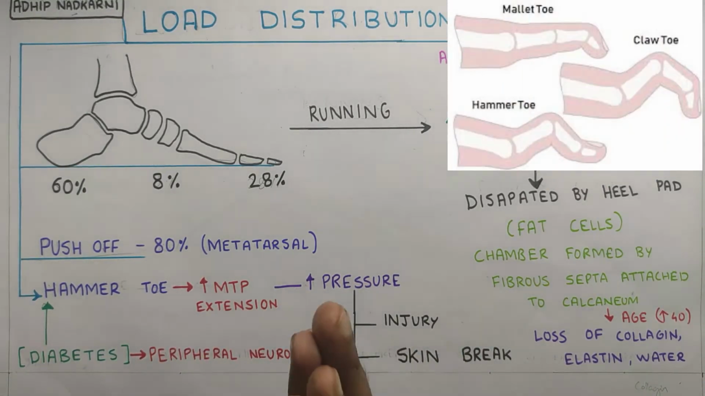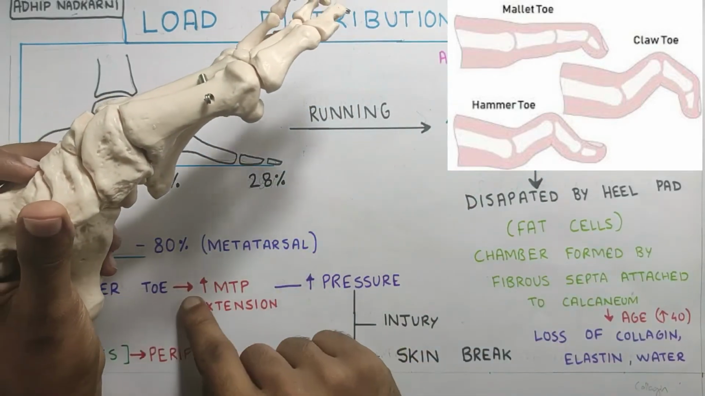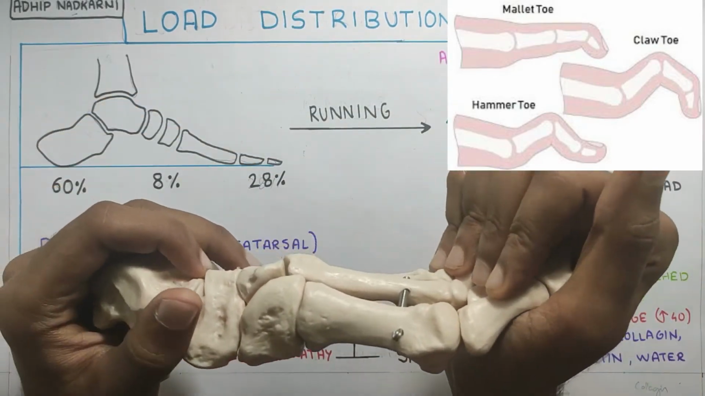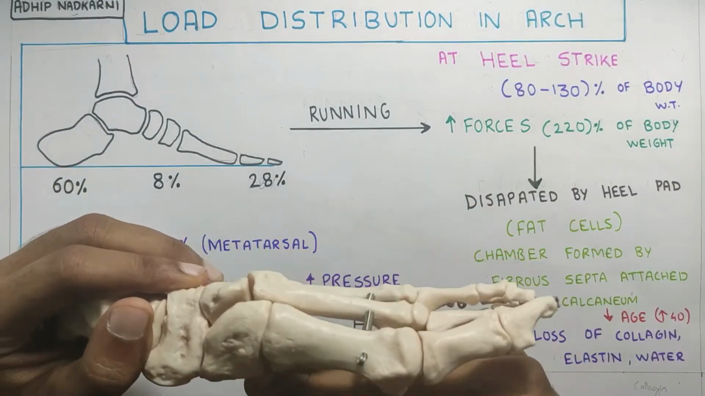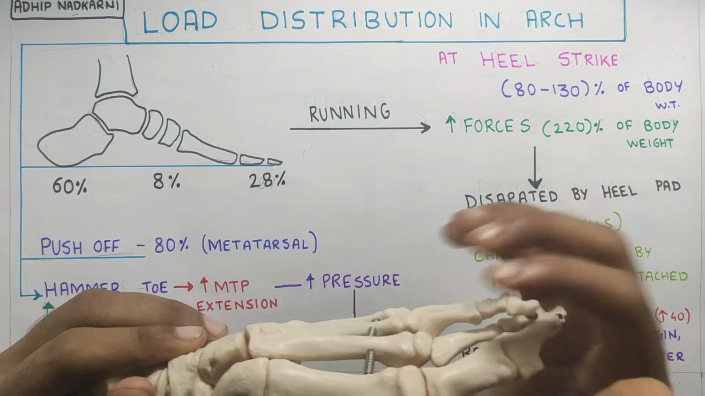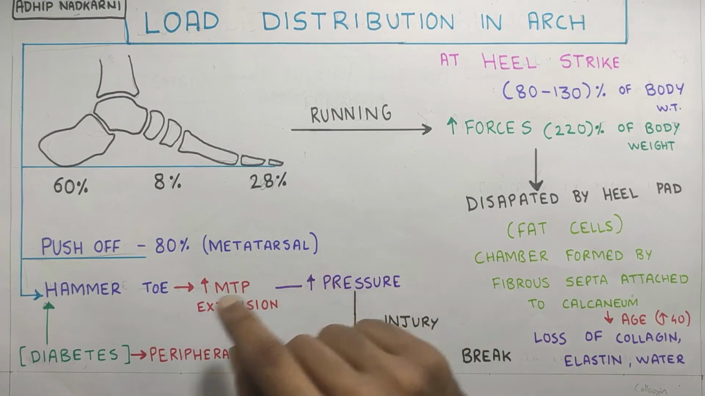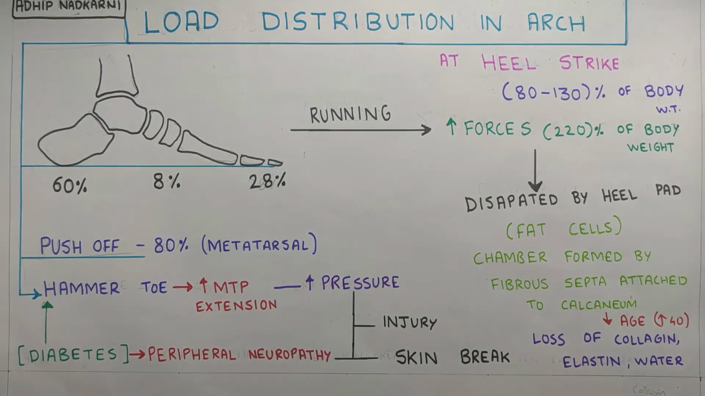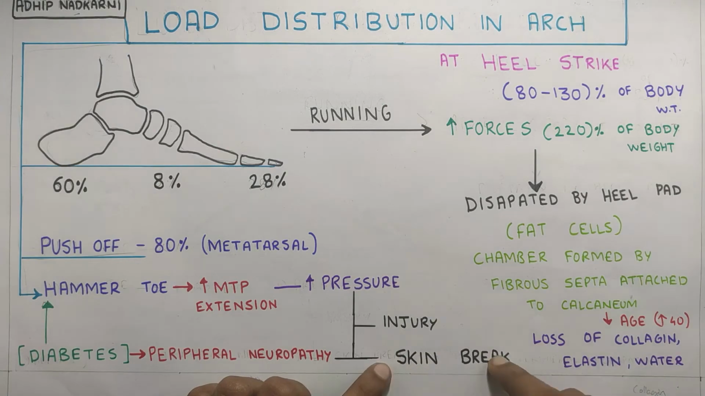Basically, what happens in hammer toe is your intrinsic muscles most of the time are weak, due to which there is increased MTP extension. So there is MTP extension over here and your toes will go for flexion again. So you'll be weight bearing but with a lot of MTP extension, due to which there is even more increased pressure on the metatarsal head, right? So what this will do is it will cause injury. Now what kind of injury? It can cause skin break.